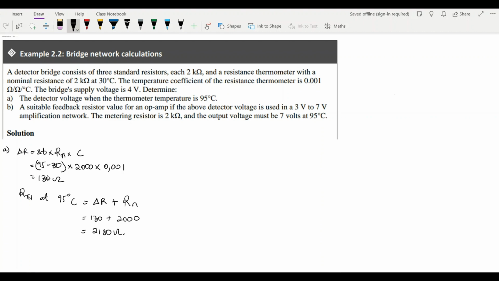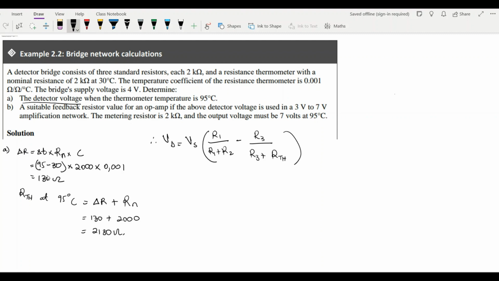But remember, the question wants us to calculate the detector voltage. Detector voltage is known as VD. The equation to calculate our detector voltage, VD, is given by the supply voltage, Vs, multiplied by R1 divided by R1 plus R2, minus R3 divided by R3 plus your thermometer resistance.